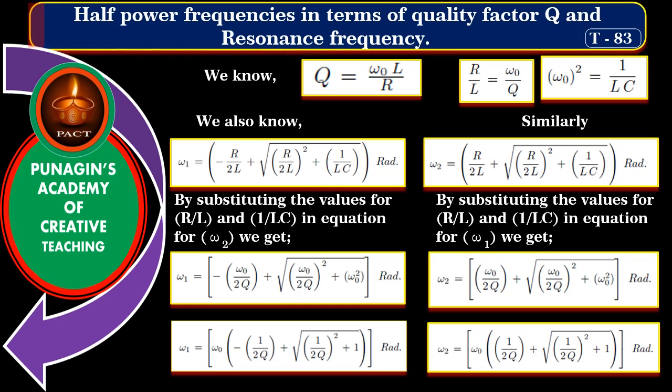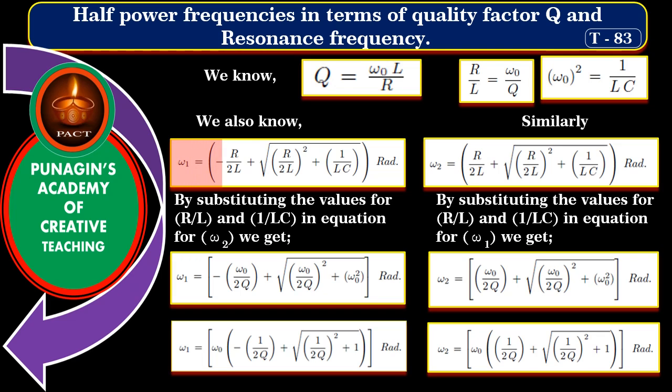Friends, now we shall derive the relation for half-power frequencies in terms of quality factor Q and resonance frequency omega naught. We know Q is equal to omega naught L by R, and R by L is equal to omega naught by Q, and also omega naught square is equal to 1 divided by LC.